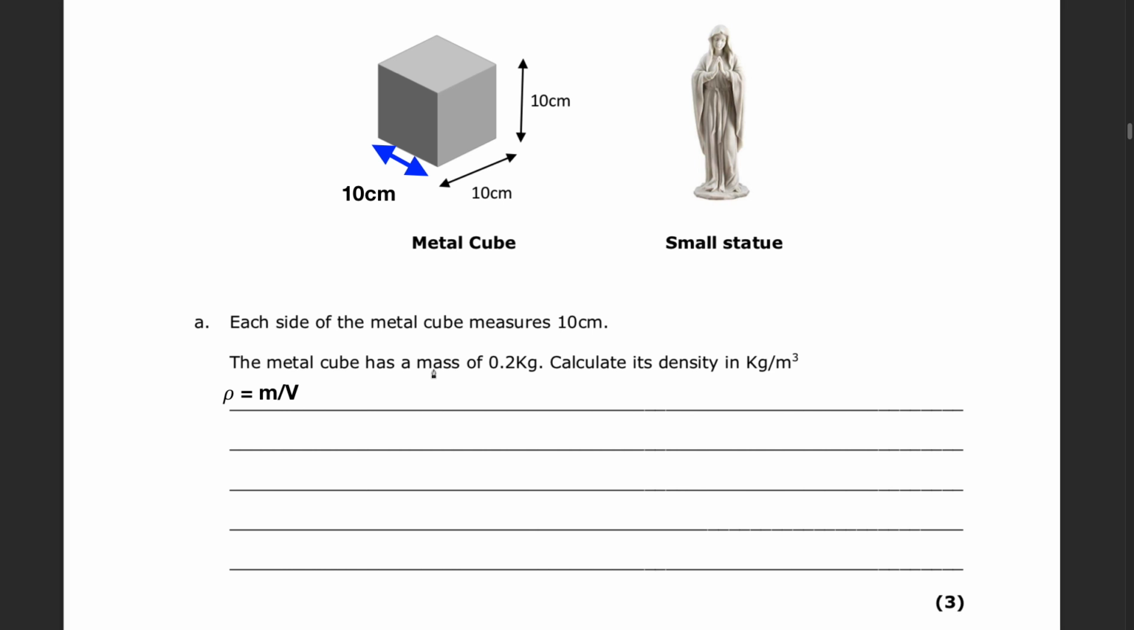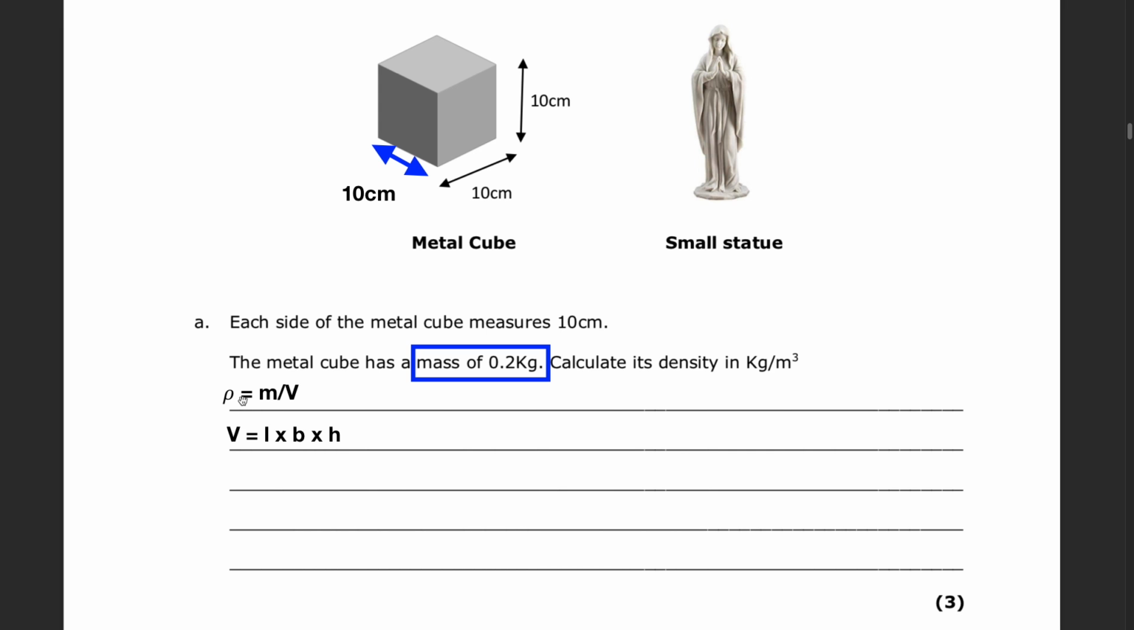Now, we do have a value of mass, which is 0.2, but the volume we have to find. I will also remind you that the volume is found using the equation volume equals length times breadth times height. However, we have a bit of a problem, because we have been told that the value for density that the examiner wants is in kilograms per meters cubed, but the dimensions we have been given of the metal cube are in centimeters. So we have to either convert the 10 centimeters into meters and then work out the volume, and after we work out the density.